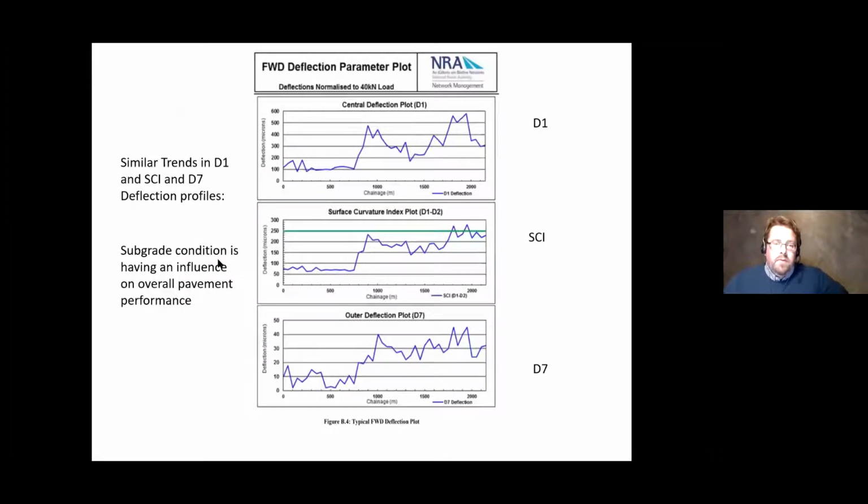This is a more typical one. I know this is taken from HD31 itself, but this is actually a more typical one for a regional road where the subgrade is in play, and you can see the similar plot plays out through each plot.